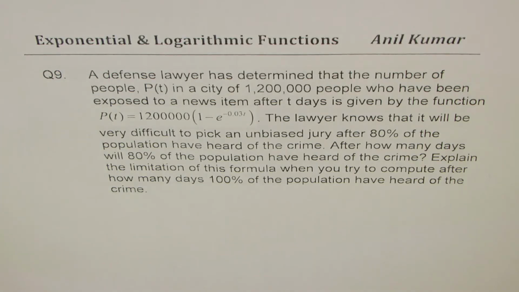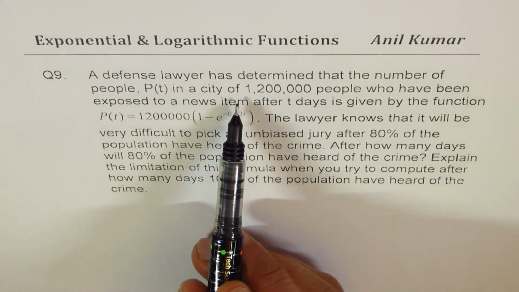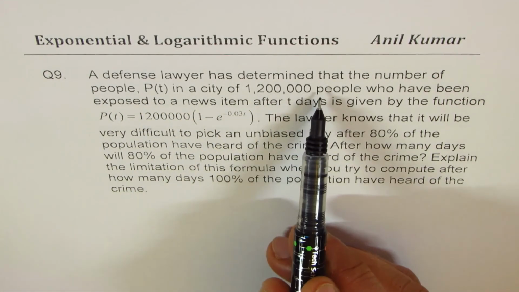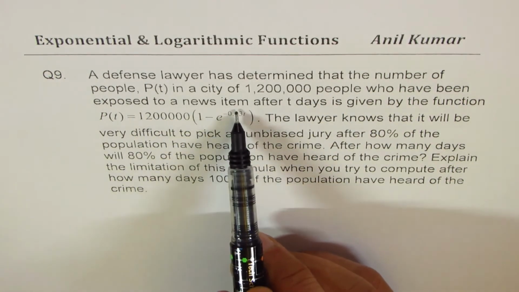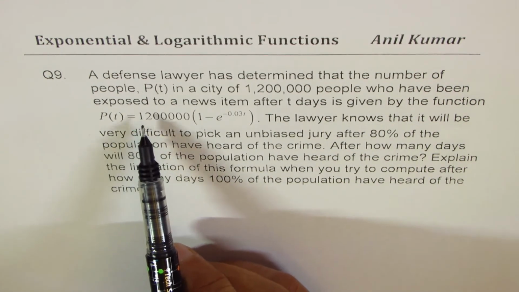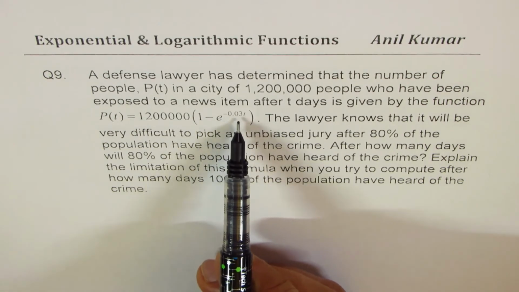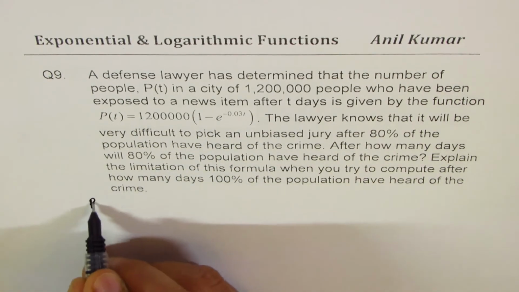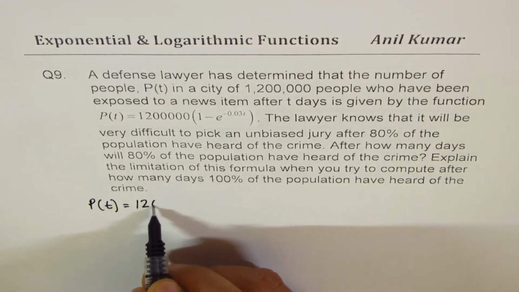First question here is, a defense lawyer has determined that the number of people, P of T, in a city of 1.2 million people who have been exposed to a news item after T days is given by the function P of T equals 1.2 million times 1 minus e to the power minus 0.032. Let me write down the function here: P of T equals 12 and 5 zeros.